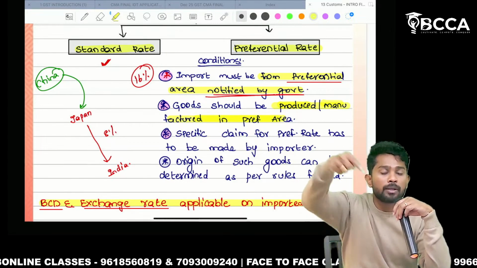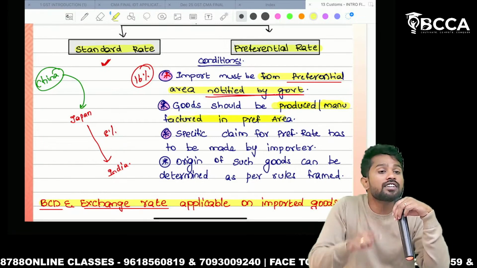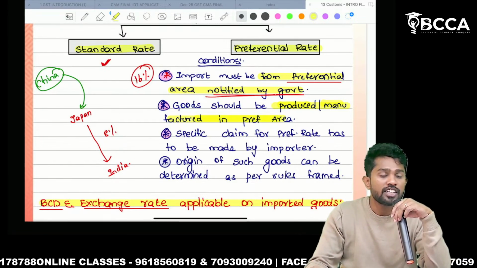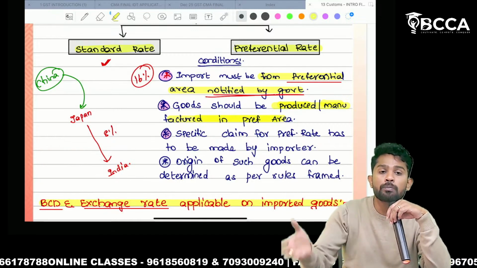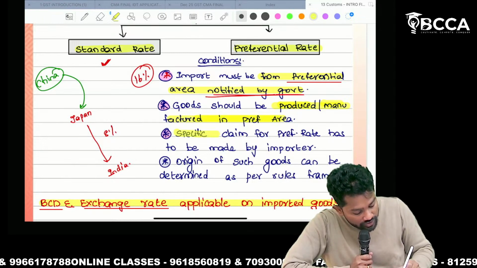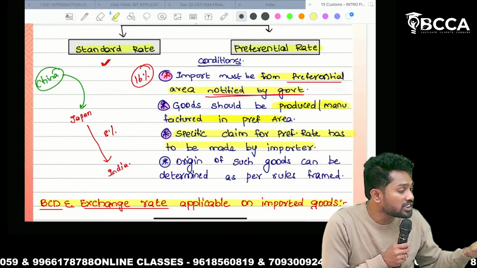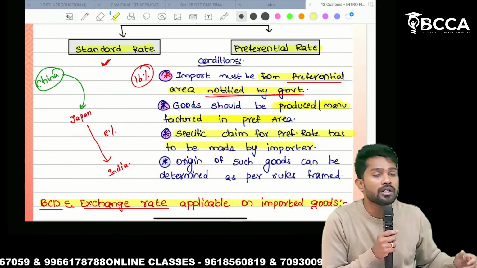But for me, the preferential rate is only applicable. Please provide me the preferential rate only. Like that, the importer should ask. It's not the duty of customs people to provide you the preferential rate. Understand? The specific claim for preferential rate has to be made by whom? Importer.